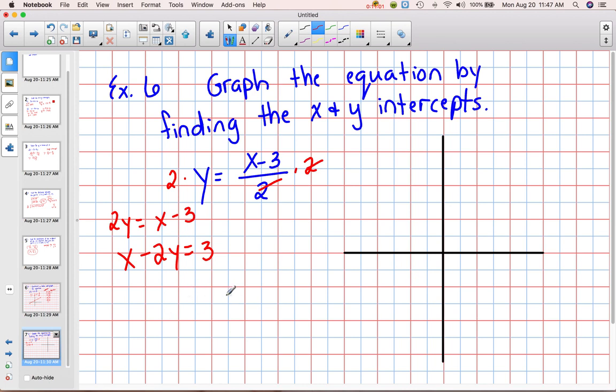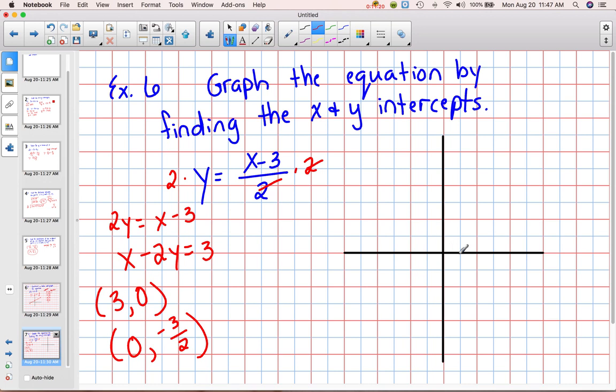So then to find the x and y intercepts, I can see right away if I let y equal 0, I get x equals 3. So my x-intercept is 3, 0. And for my y-intercept, if I let x equal 0, I'm going to get y equals negative 3 halves. So I get 0, negative 3 halves.